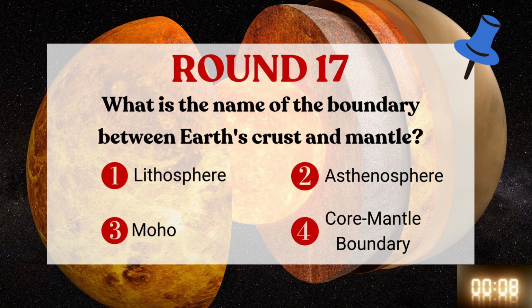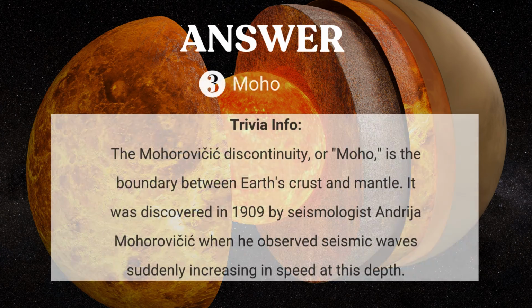What is the name of the boundary between Earth's crust and mantle? Answer 3. MOHO. The Mohorovičić discontinuity, or MOHO, is the boundary between Earth's crust and mantle. It was discovered in 1909 by seismologist Andrija Mohorovičić when he observed seismic waves suddenly increasing in speed at this depth.